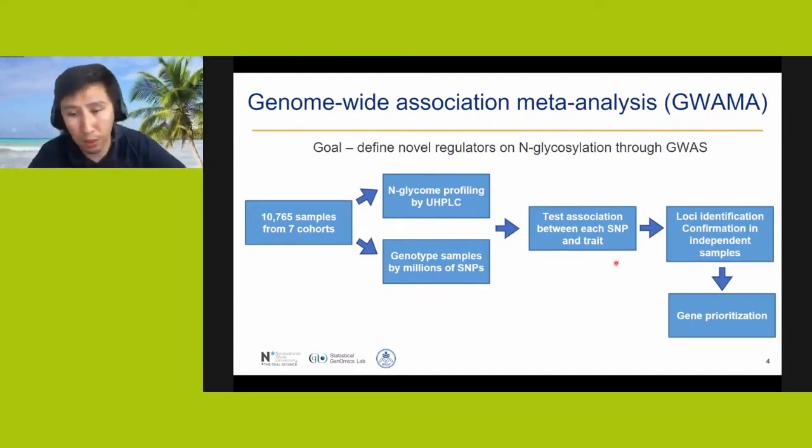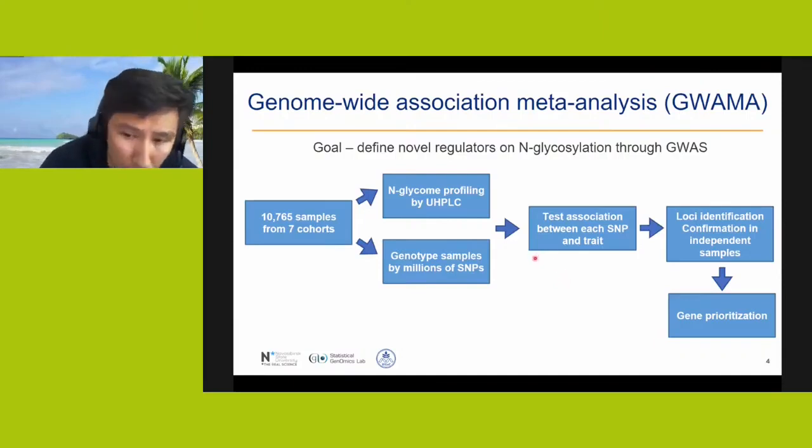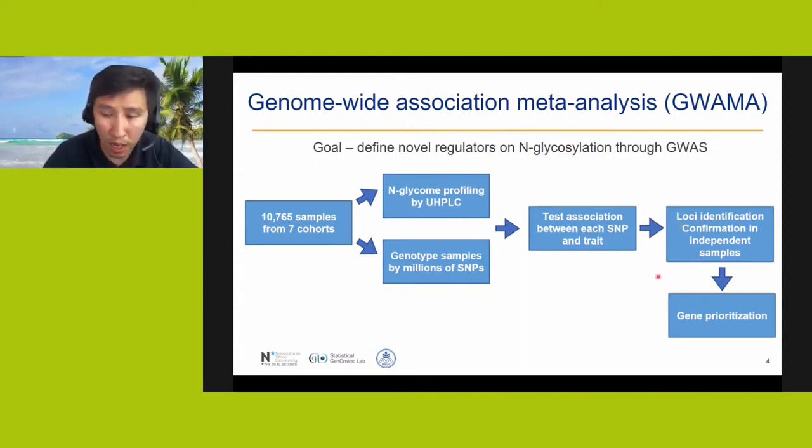We tested association between each trait and SNP. We identified loci, and of course we confirmed these associations in independent samples. And finally, we did the gene prioritization, as GWAS do not directly pick up the causative gene.